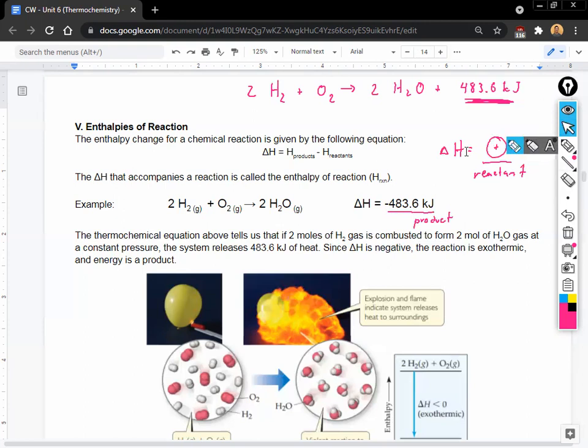Any questions about that? Make sense? Yeah, so there's all these different terms like internal energy, enthalpy. An easy way to think about it is just energy, heat, temperature, things like that.